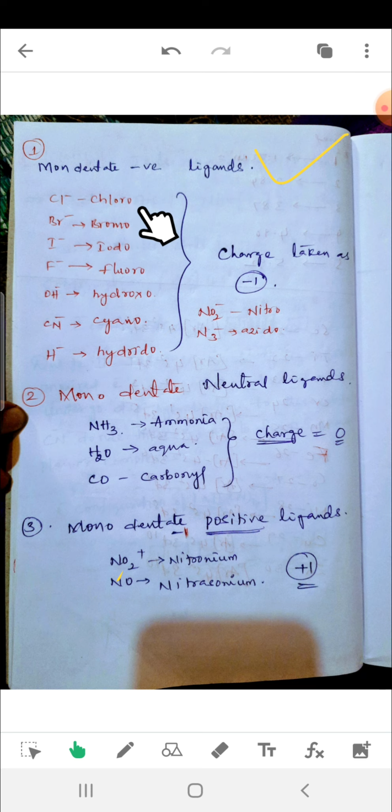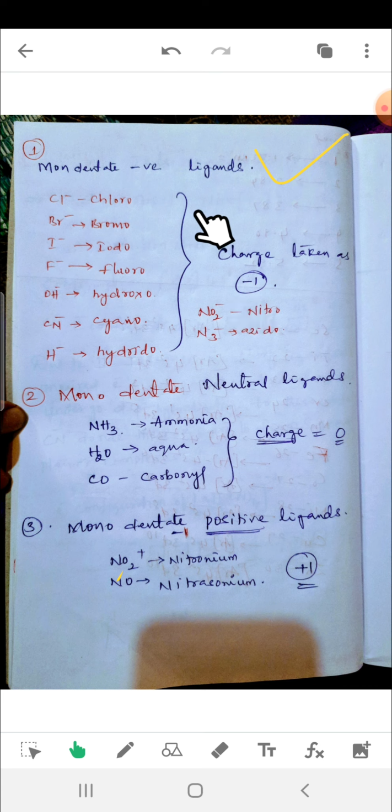When we call them monodentate negative ligands, you put the charge as -1. Whenever we say monodentate negative ligands, we should take -1 charge. Cl minus chloro, Br minus bromo, I minus iodo, F minus fluoro, OH minus hydroxo, CN minus cyano, H minus hydrido, NO2 minus nitrite nitro, N3 minus azido. Whenever these appear, their charge should be taken as -1.